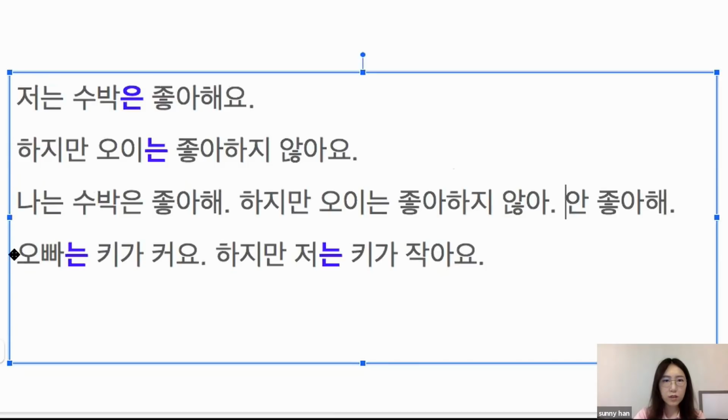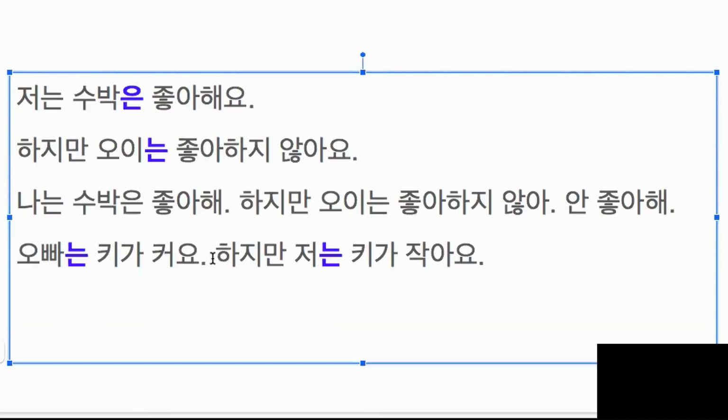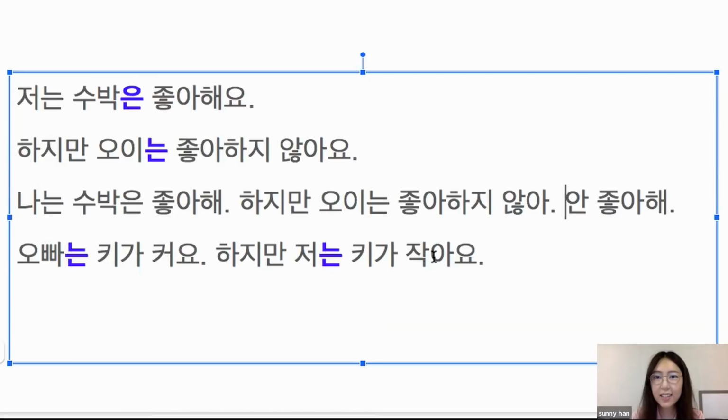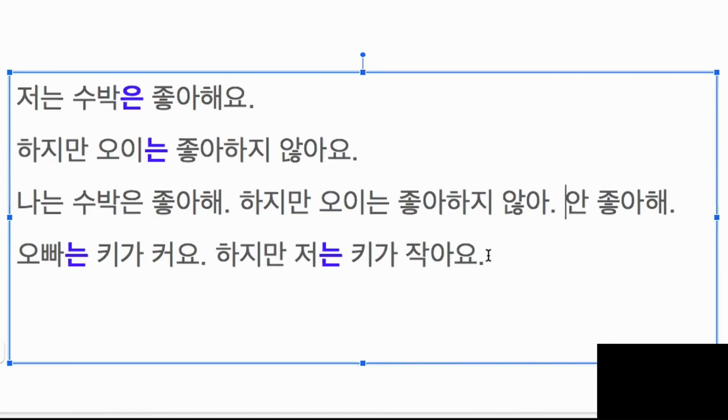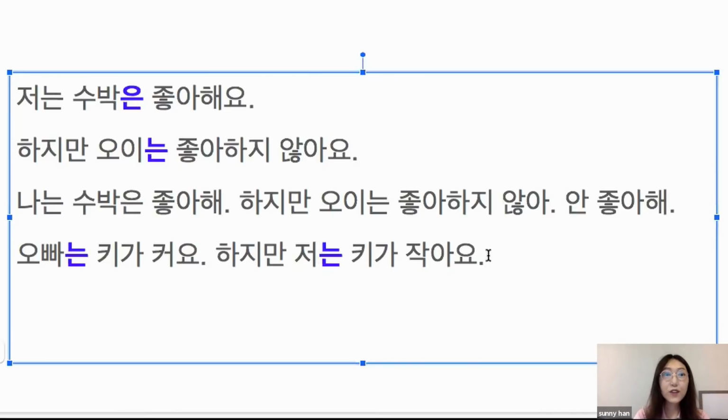그리고 older brother tall, but I'm short. 오빠는 키가 커요. 하지만 저는 키가 작아요. Okay. Informal way.